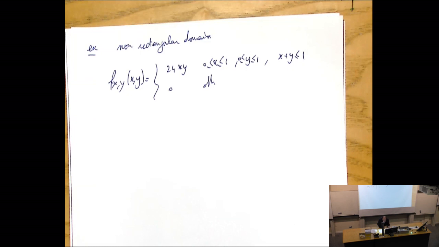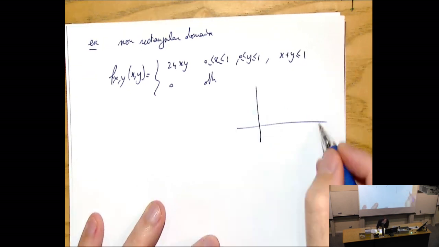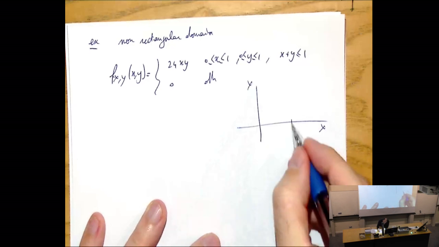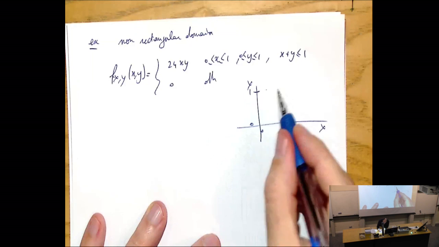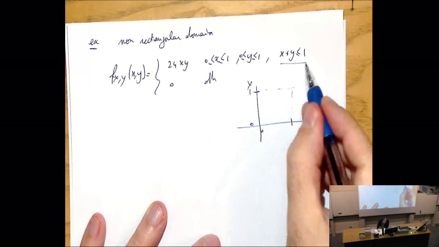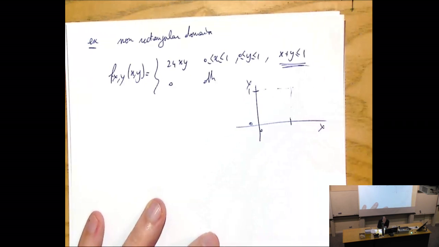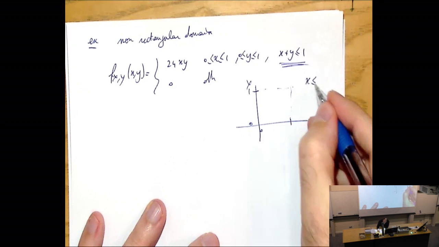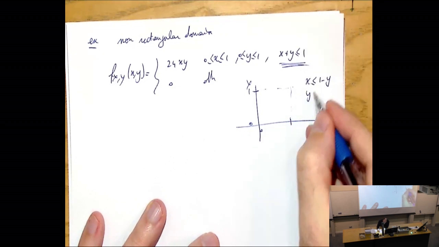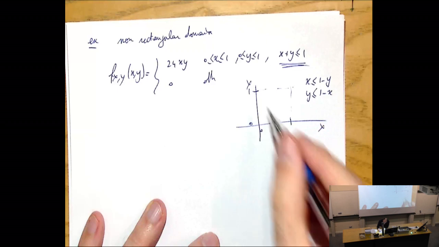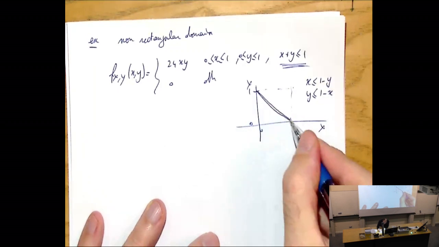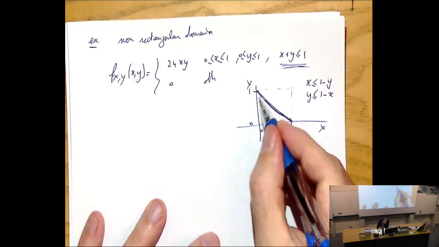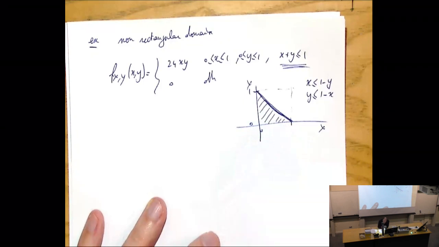Okay, so here we have a domain that is not square. We have something like this. I have x, I have y, I have 1, 1, and 0, and 0. And so this would be my square domain, but additionally I have this constraint. Right? So x has to be smaller than 1 minus y, or y has to be smaller than 1 minus x. So we have this extra constraint that says that the domain we're now looking at is essentially this one.